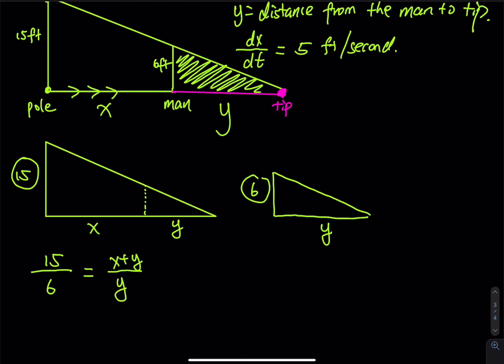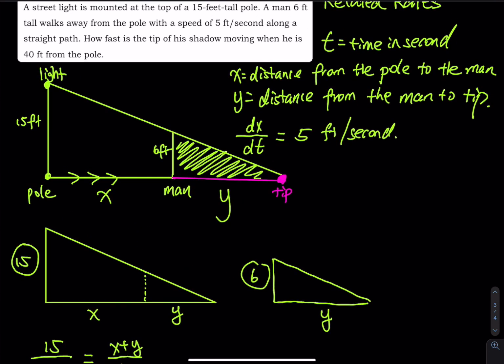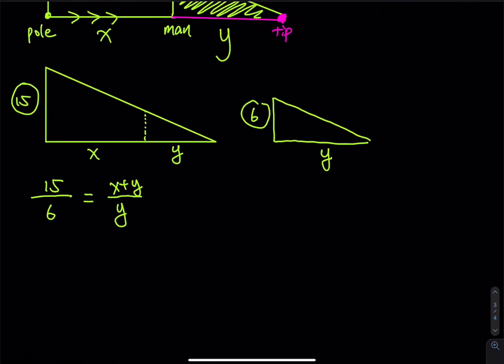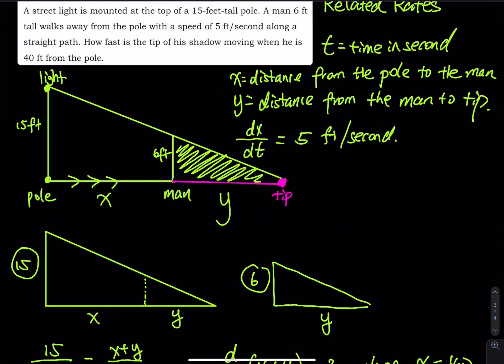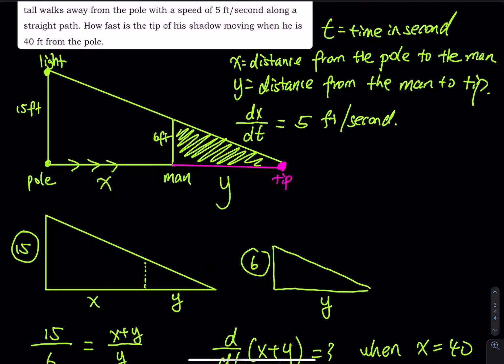What is the question asking? Now, this is where you have to pay attention. This problem is a little bit different than the other problem. Let's read the problem again. How fast is the tip of his shadow moving when he is 40 feet from the pole? The question is asking this. The tip of the shadow, so that is x plus y. They are asking for the rate of change of this, d/dt of x plus y, the rate of change of the tip. What is that equal to when x is equal to 40? What does 40 stand for? 40 is when he is 40 feet from the pole, right? The distance between the pole and the man.